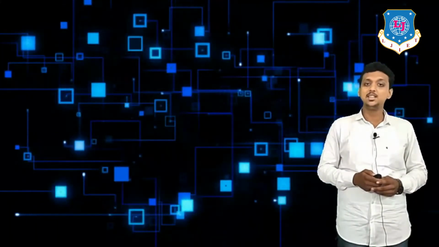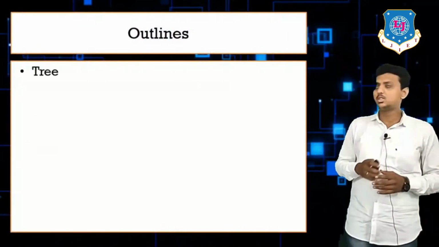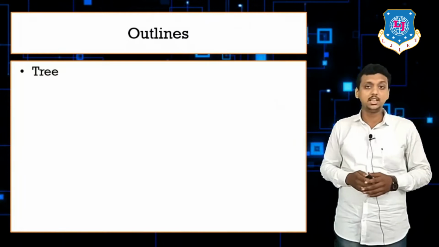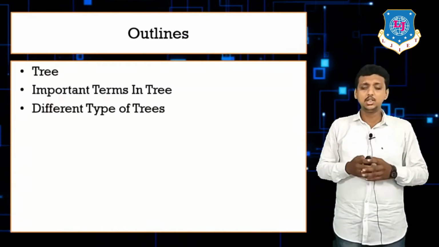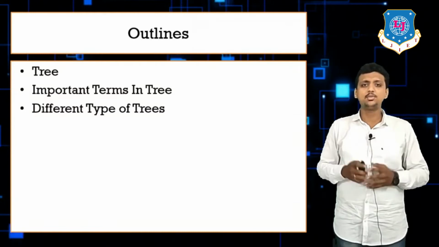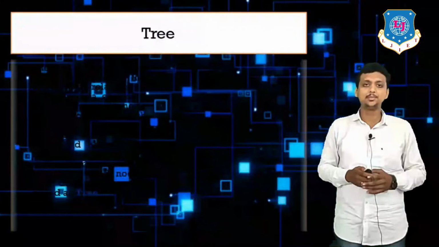So let's begin with the outlines. Our today's outlines are: first, we understand what we mean by tree, then important terms in tree, and then we'll talk about the different types of trees. So let's begin with tree.